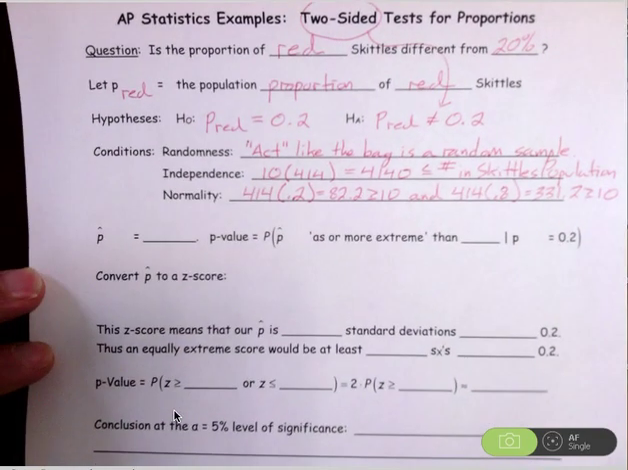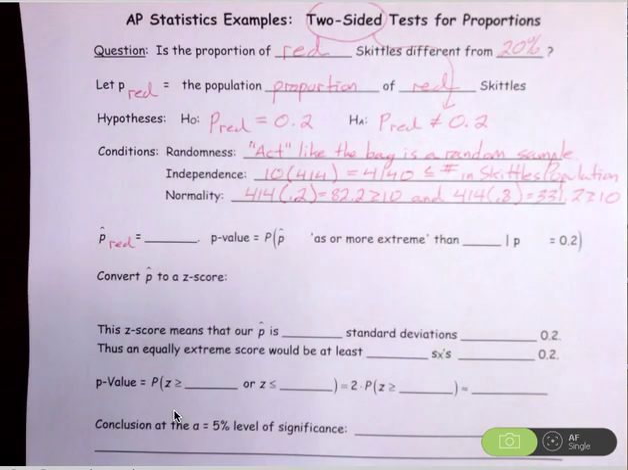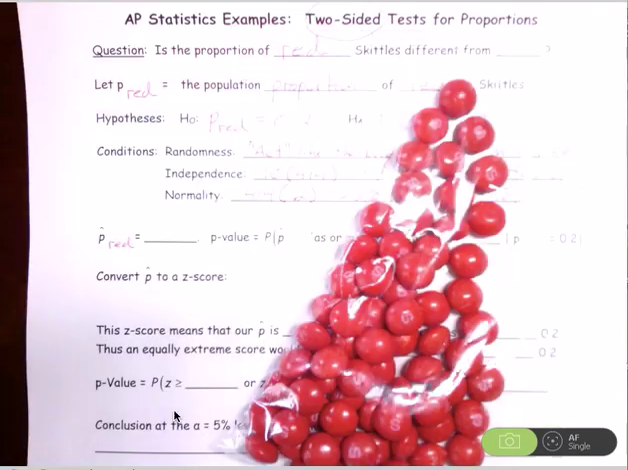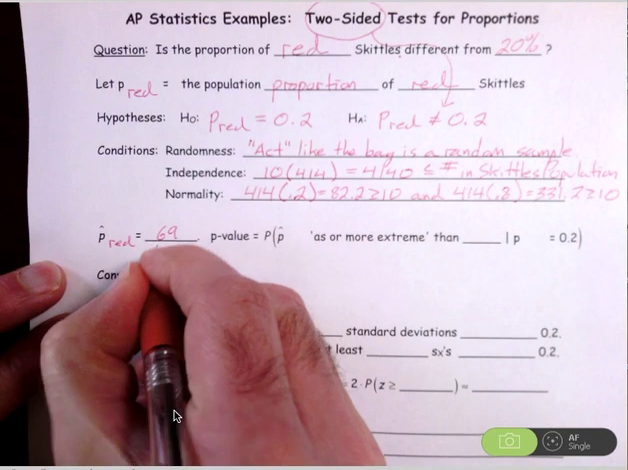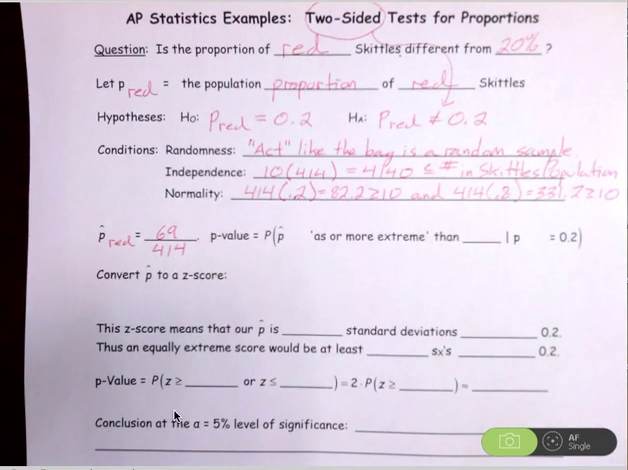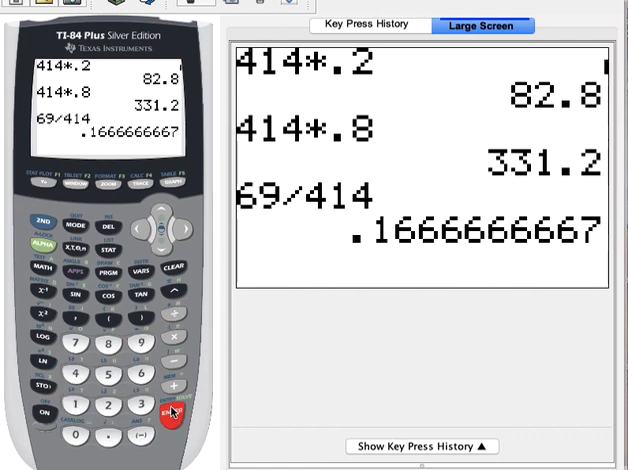And now we'll calculate our sample statistic. So the p-hat, I actually counted them, there are 69 red Skittles in the giant bag of Skittles out of a total of 414. So our p-hat is 69 out of 414. So I'm also going to write that as a percentage, if you will, or as a decimal, I suppose. So that's about 0.167. So it's not 20%, it's a little less than 20%.